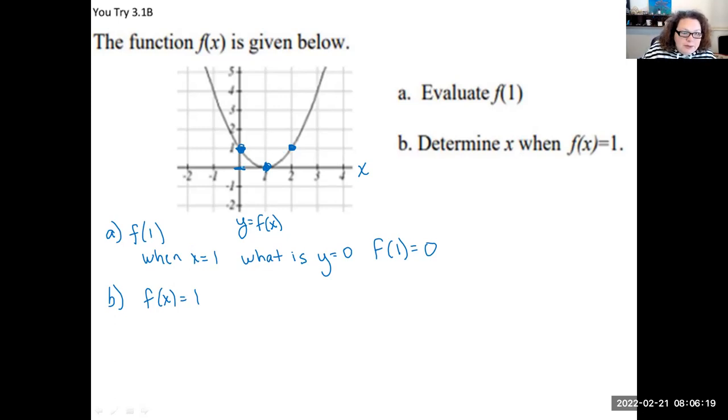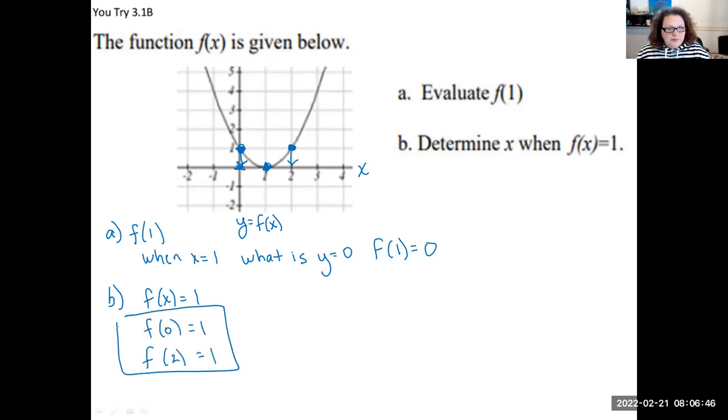So I'm going to drop it down and say, oh, well, that's 0. So the function at 0 is equal to 1. So when x is 0, y is 1. And the other one is, here's my second point, that's when x is equal to 2. So the function when x is equal to 2 is equal to 1.